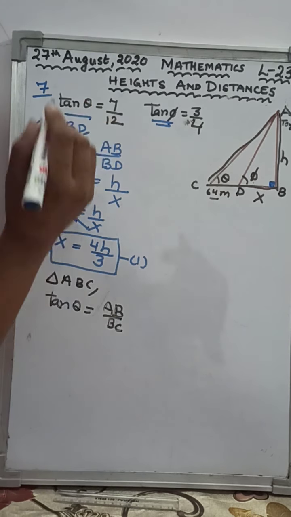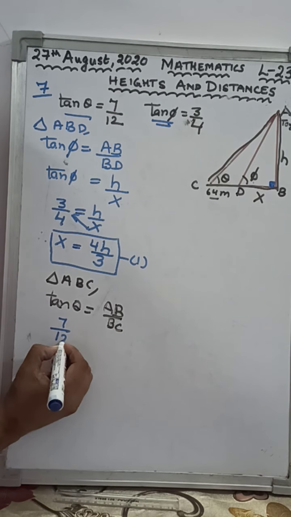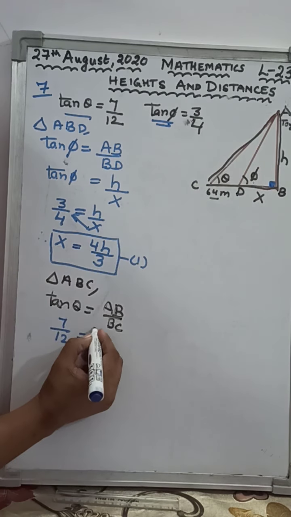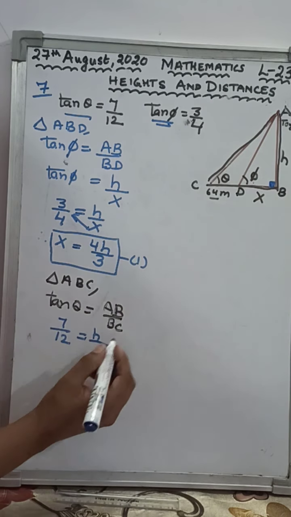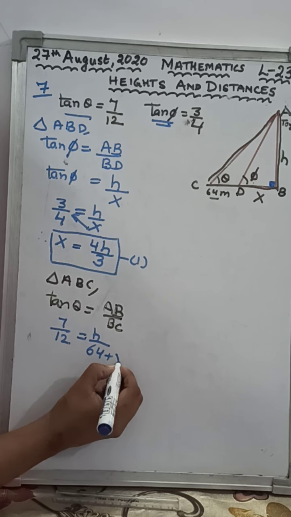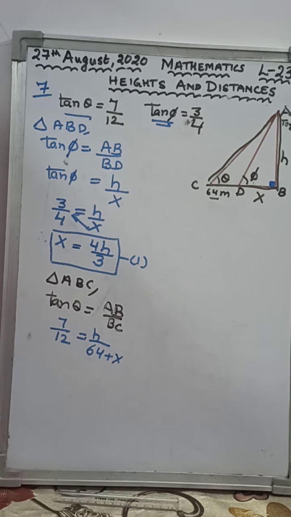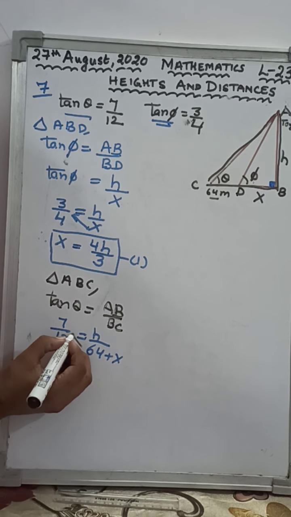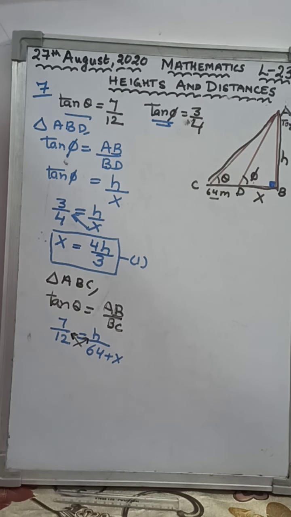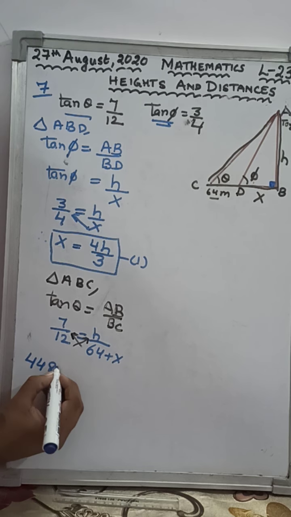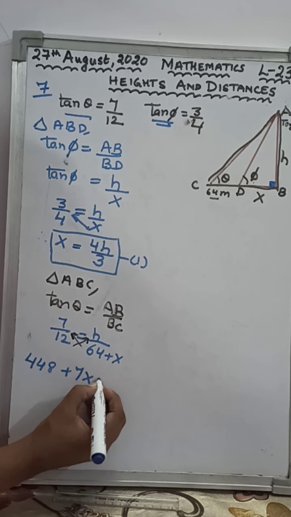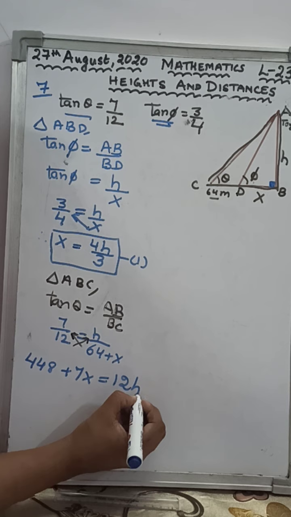Tan theta is given as 7/12. AB is h, and BC is 64 plus x. Now what will you do? You will cross multiply. Clear? So this will be 64 into 7, which is 448, plus 7x equals 12h.